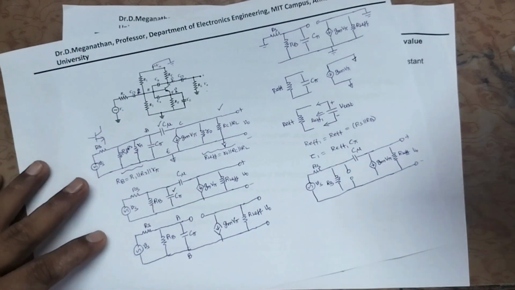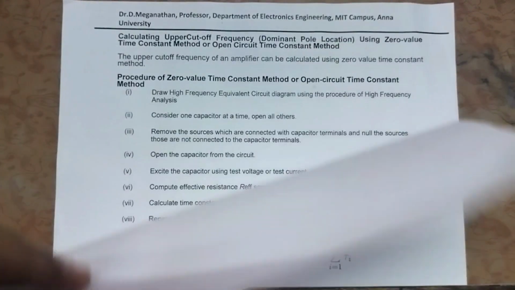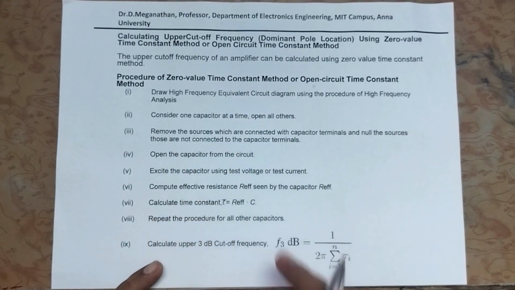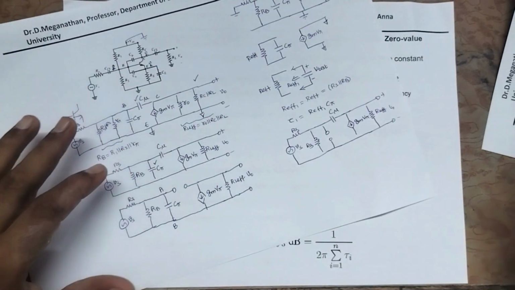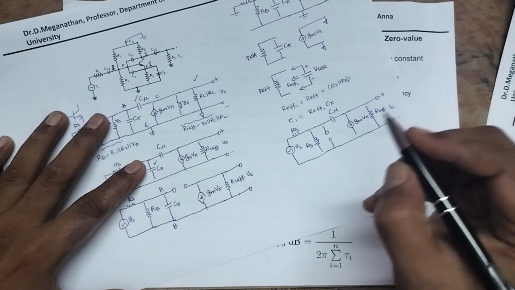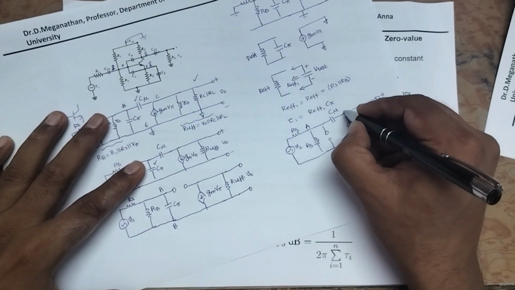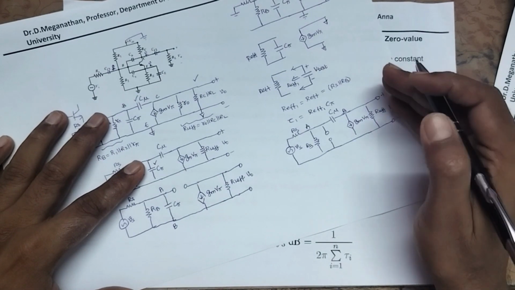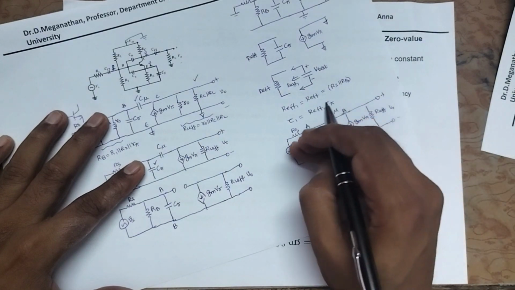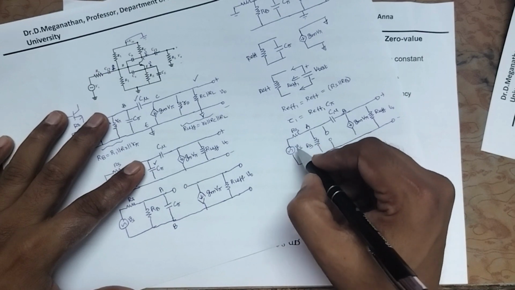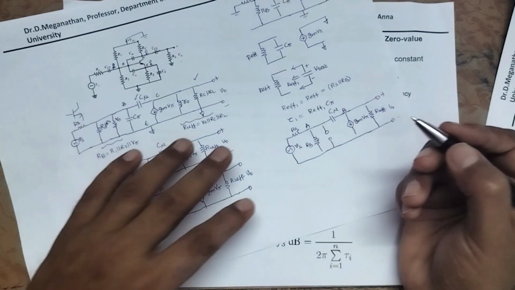Okay, so what is the next step? Remove the sources which are connected with the capacitor terminal and null the sources that are not connected to the capacitor terminal. So this capacitor C mu is connected to V naught, so we have to remove this source. But Vs is not connected with the capacitor terminal. Let me say A and B are the capacitor terminals. V naught is connected, so we have to remove it. Remove means just removing the voltage source. Null means we have to kill. This source is not connected to the capacitor terminal, so we have to null it. How to nullify the voltage source? By shorting the voltage source.